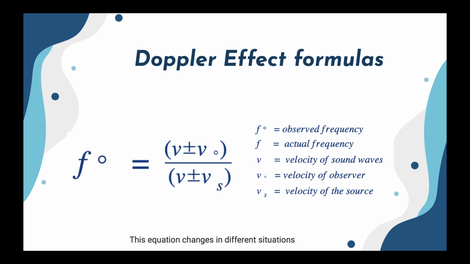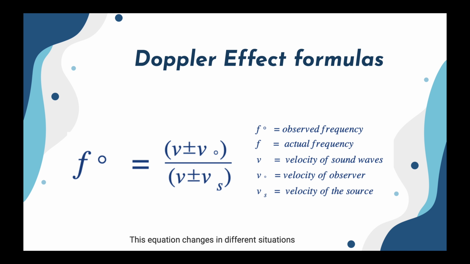Well, there is only one Doppler effect equation. This equation changes in different situations depending on the velocities of the observer or the source of the sound. And the formula is f0 = f × (v ± v0) / (v ± vs). And this stands for observed frequency equal to the velocity of the sound waves plus or minus the velocity of the observer, over the velocity of the sound wave plus or minus the velocity of the source.